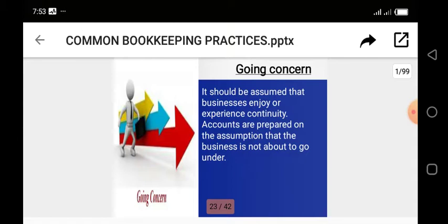So anytime they are recording, they do the recording in such a way to show that the business is moving from year 2000 to 2001, from 2001 to 2002. Their record will show the date of every transaction, believing that the business will go on. So that is another principle or another law that guides the accounting or bookkeeping profession.